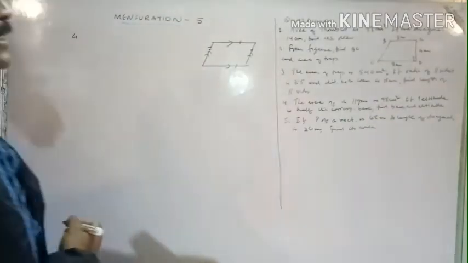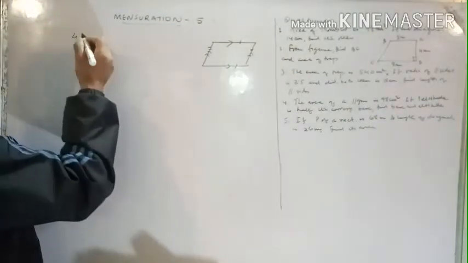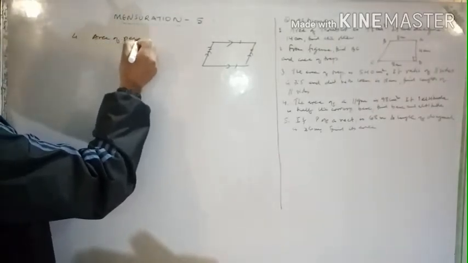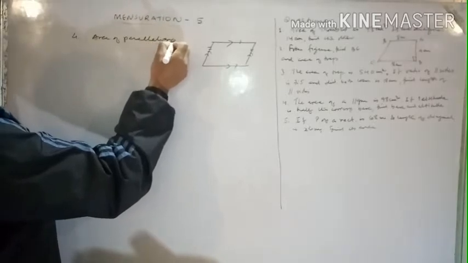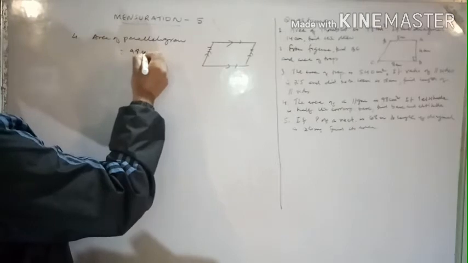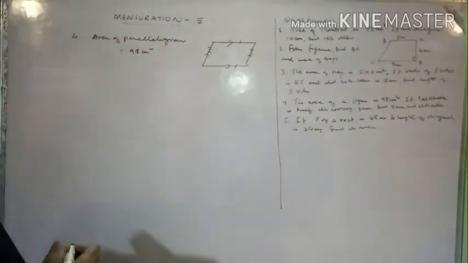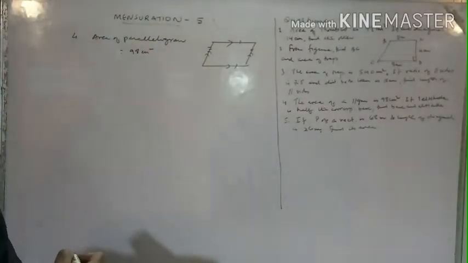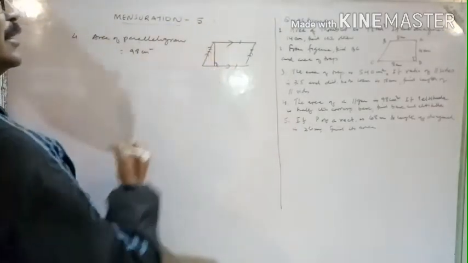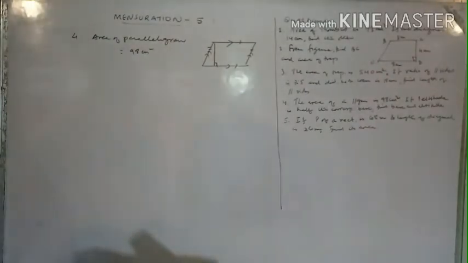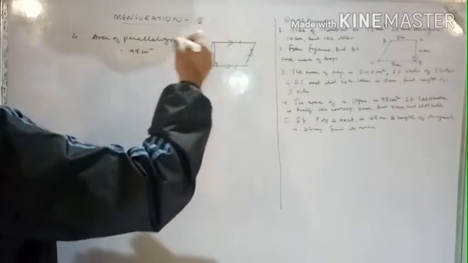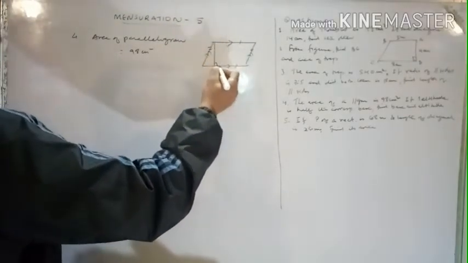So it says the area of the parallelogram is 98 centimeter square. If at one altitude, so if you draw an altitude here, this altitude means perpendicular. Altitude is half the corresponding base. Half of the corresponding base means the base on which the altitude is drawn. So this altitude is half of this base.